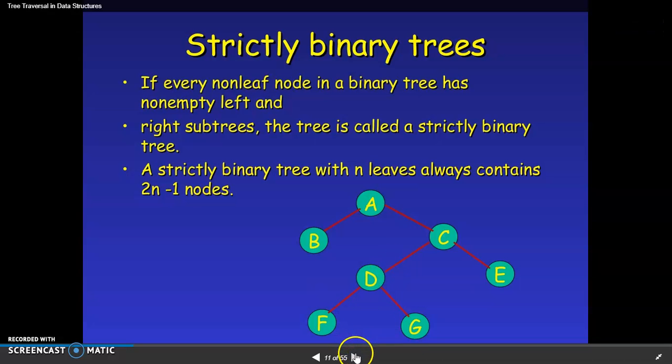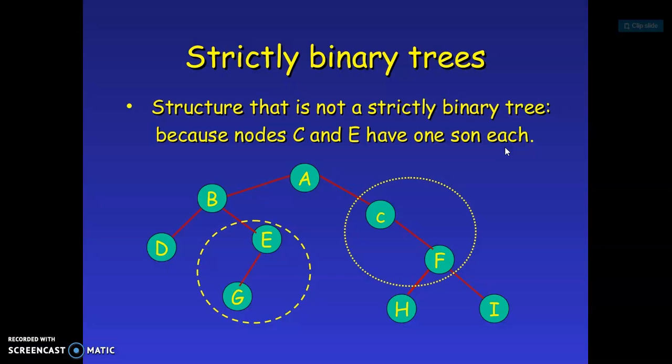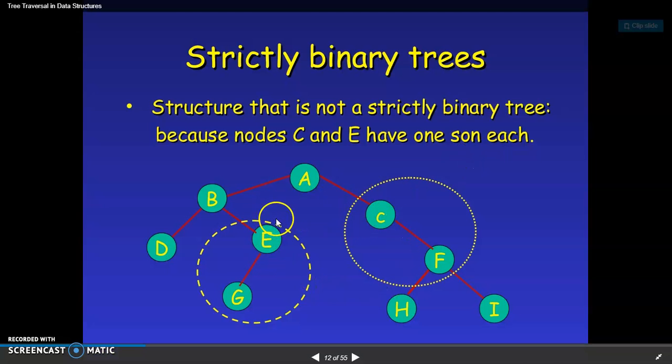Next, another example. This structure is not a strictly binary tree because nodes C and E have one son each, that is, one child each. This tree is not a strictly binary tree because E has only one subtree, there is no right subtree, and C also has only a right subtree, there is no left subtree. So there are two nodes which are incomplete, having only one subtree. So this tree is called not a strictly binary tree.